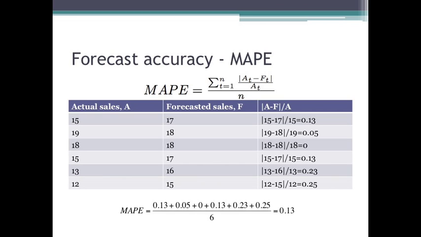For week 4, the absolute value of 15 minus 17 is 2. 2 divided by 15 is 0.13. So we calculate this percentage error for each week. Once we have that for each week, we find the average of all of those measurements. So 0.13 plus 0.05 plus 0 plus 0.13 plus 0.23 plus 0.25. We sum those up and divide by the number of measurements, 6 in this case. We get a mean absolute percentage error of 0.13, or 13% if you like.